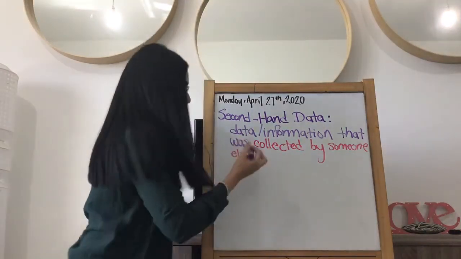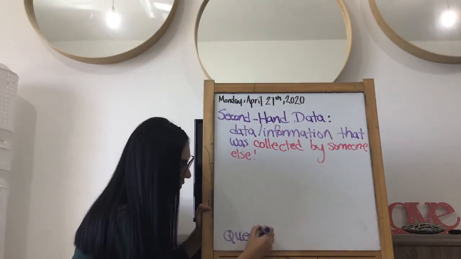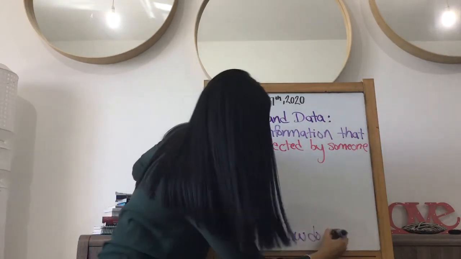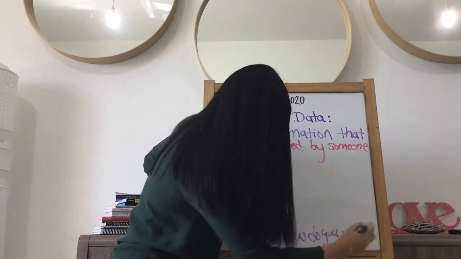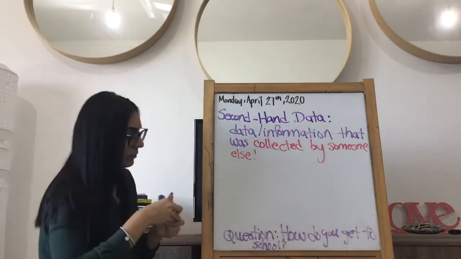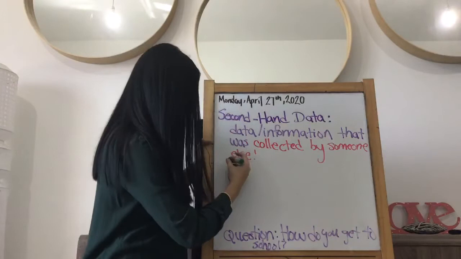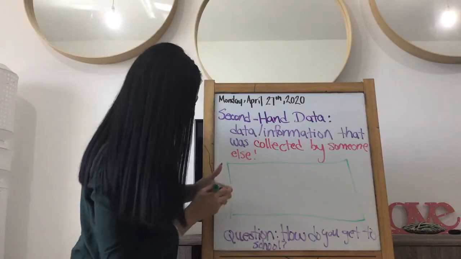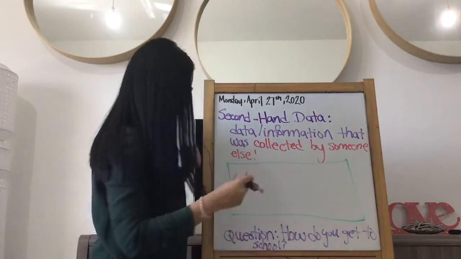So, for example, I'll just write it down. Maybe the question was the same, right? How do you get to school? My question hasn't changed. And then let's say Miss Rachel did her survey and she came to my room and put this whole chart on my board. I'll use black. She said the same thing.